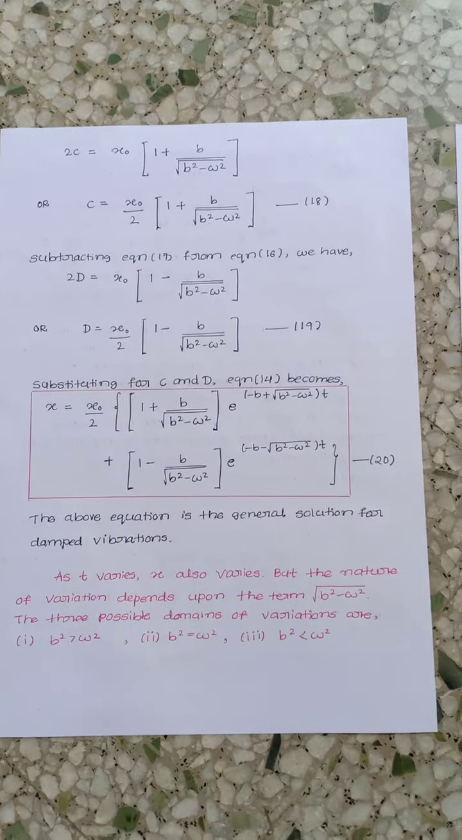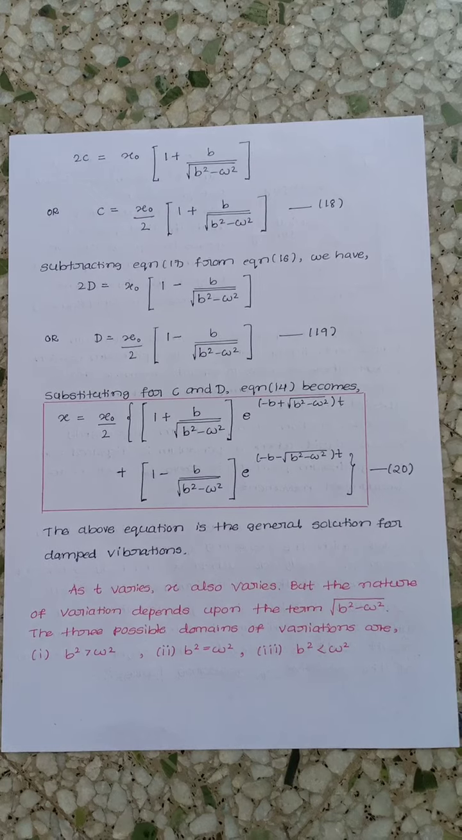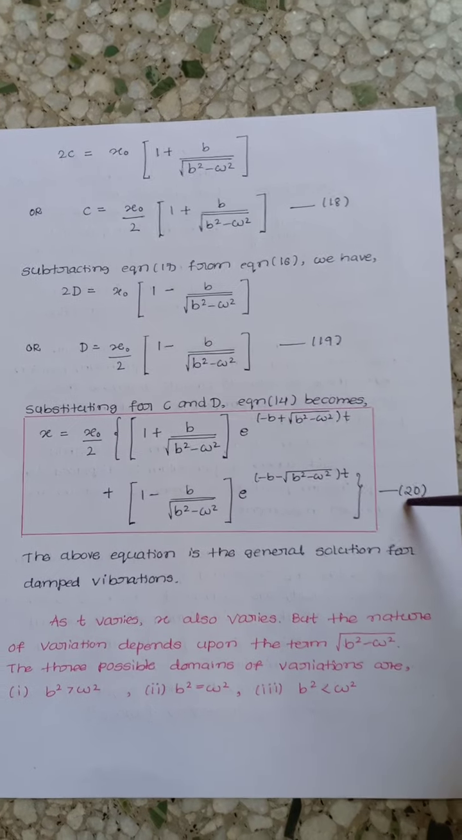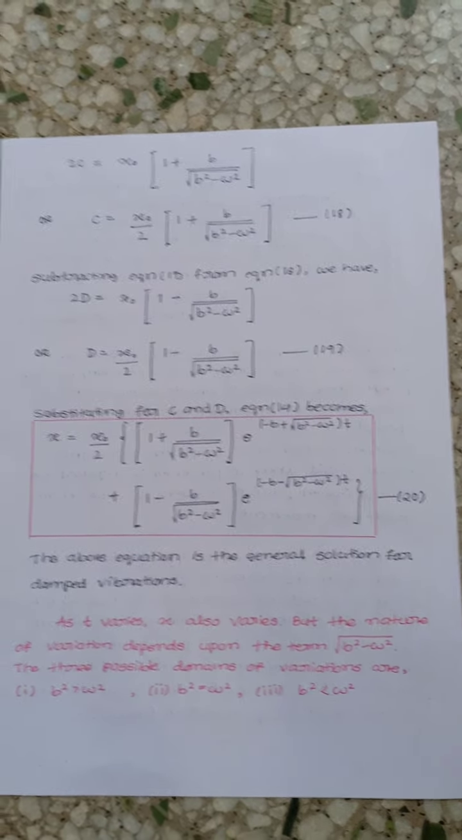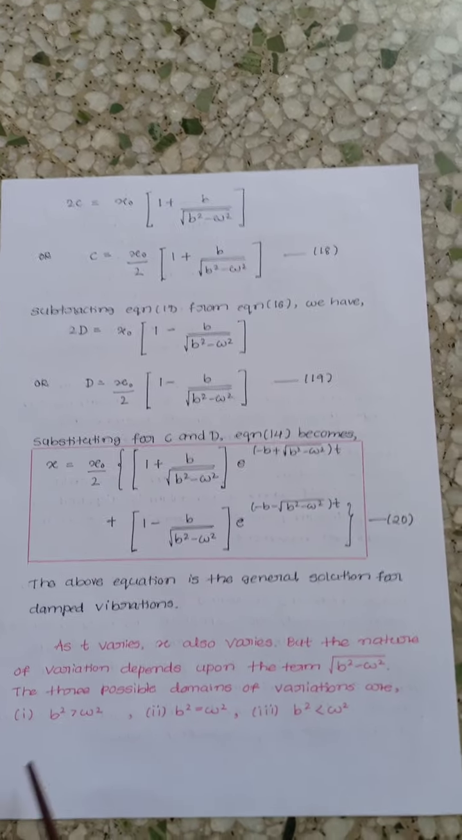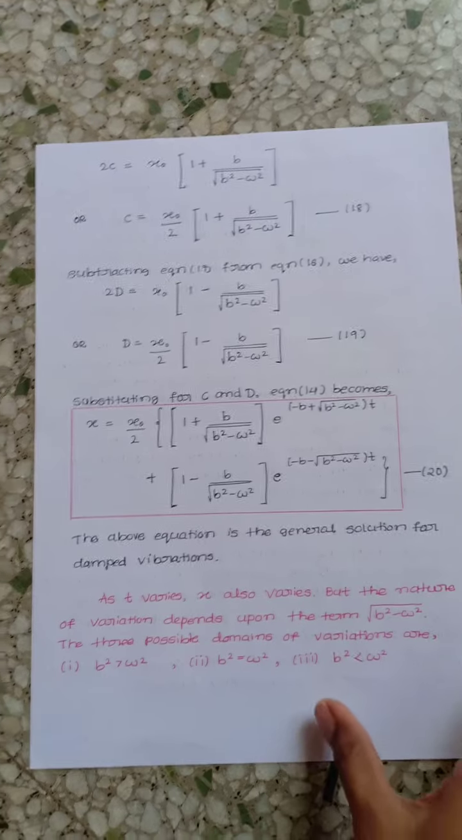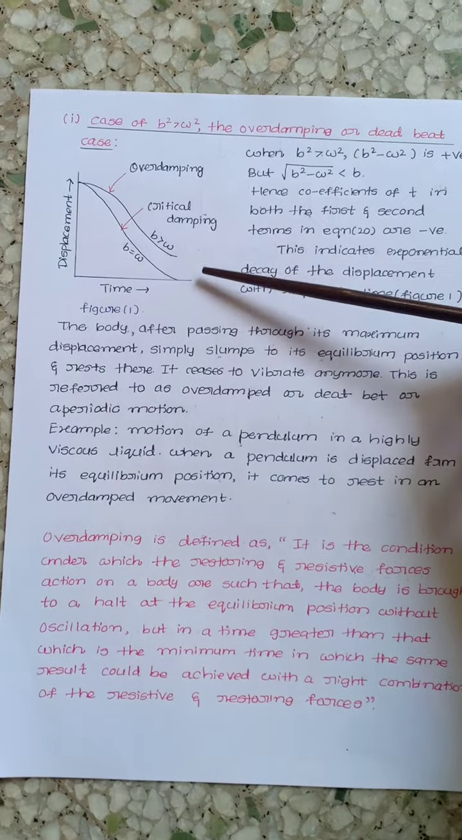Now let us see the three cases which come under the theory of damped vibrations. Here we can see that in equation 20, when t varies, x also varies. The first case is b square greater than omega square, that is the case of overdamping. This is the nature of the graph here.